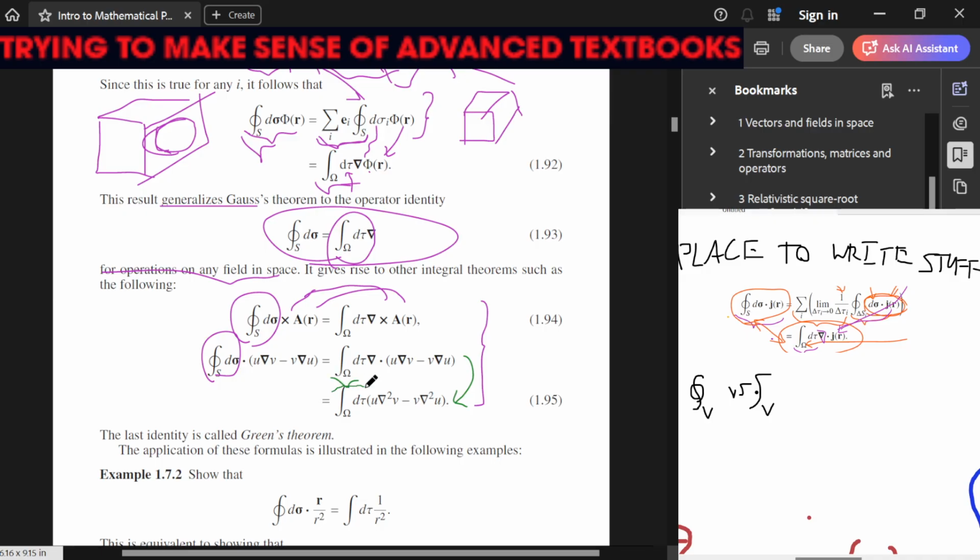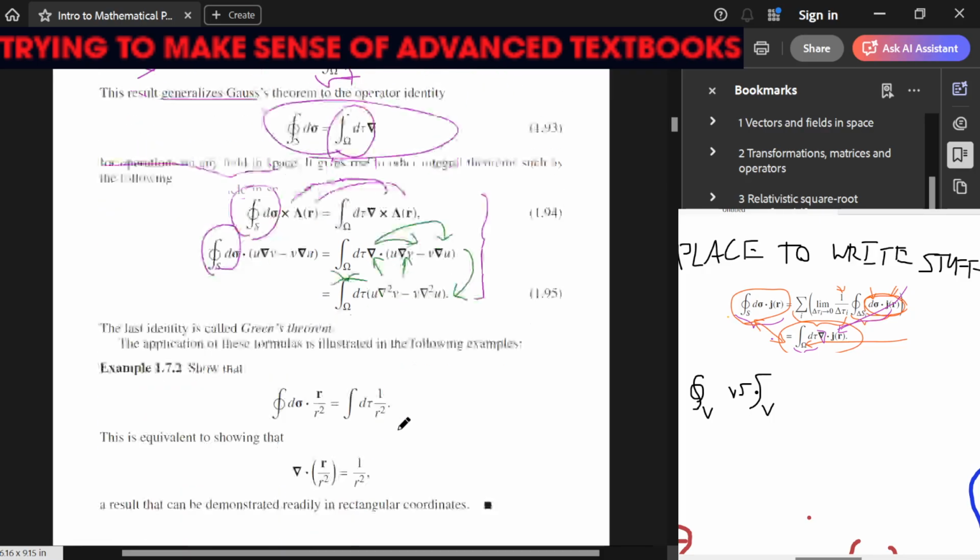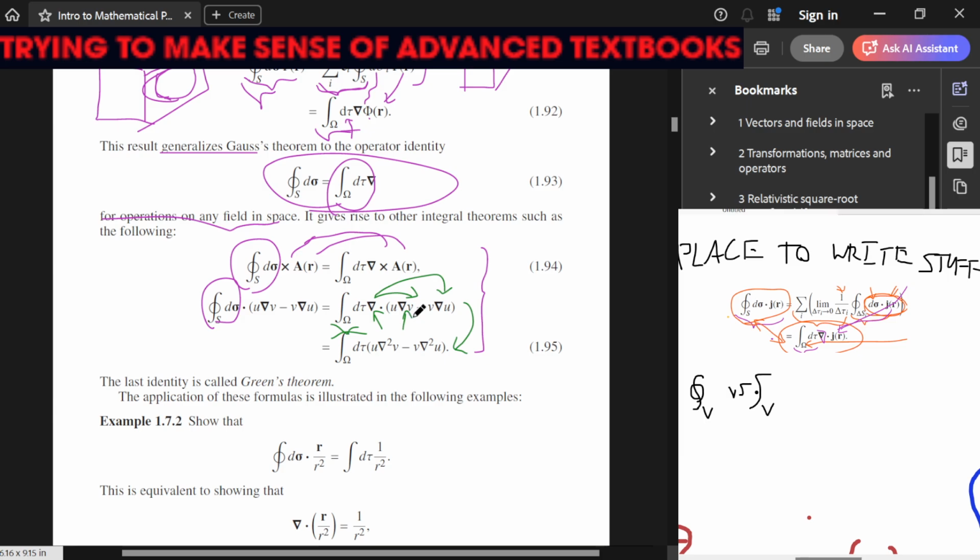D tau. Operator. This goes into this. This goes into this. The x of this pairs over the x of this. This seems more complicated than it appears. Well, this seems less complicated than it is. I feel like it actually is.